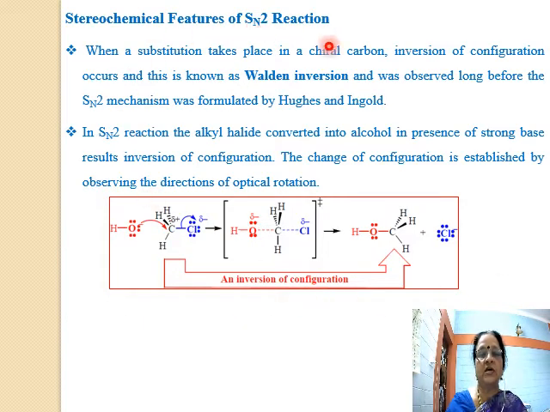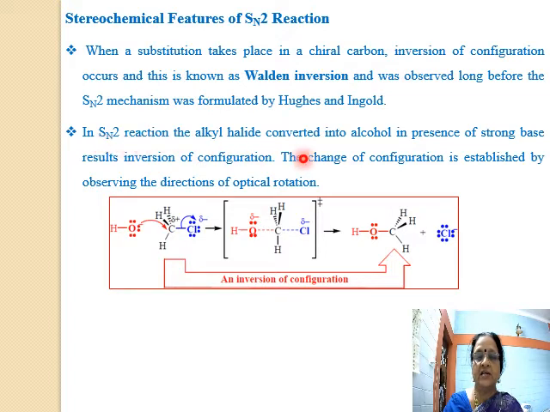Now these are the stereochemical features. As I discussed earlier, when a substitution takes place at a chiral carbon, inversion of configuration occurs, and this was observed by the scientist Walden, and hence you will be calling it Walden inversion. Please note, it is called Walden inversion, and a beautiful example is given here. So there is inversion in configuration. Walden observed this in a chiral carbon. Here it's not a chiral carbon. You yourself can write a chiral carbon, write this reaction, and then explain Walden inversion.